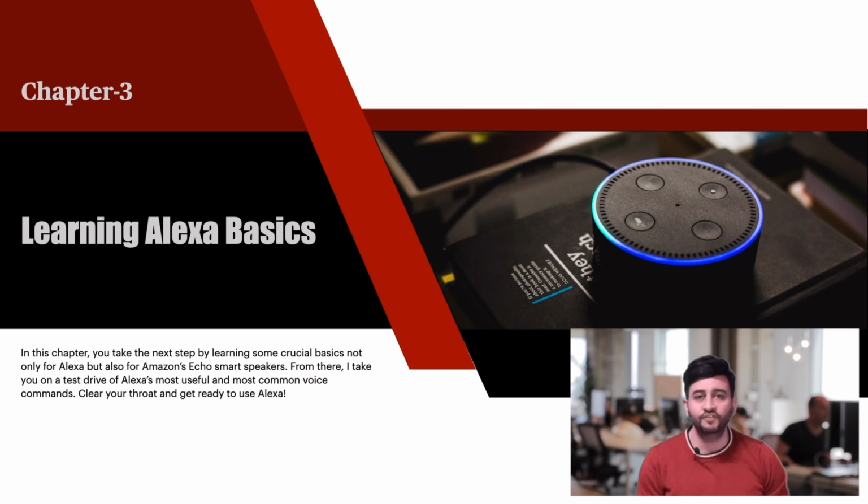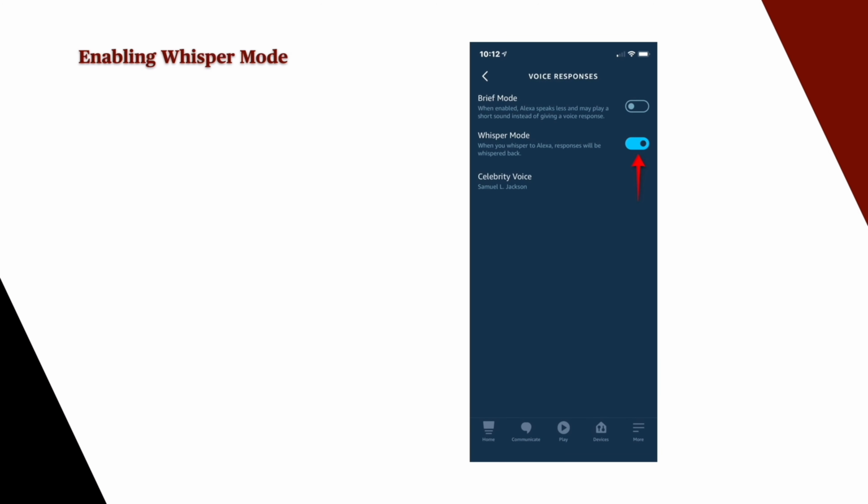One of the funniest features of Alexa is its whisper mode. Whenever you whisper a request, it whispers a response back to you. How to activate it? Follow these steps. The easiest way to enable whisper mode is with a voice request: Alexa, turn on whisper mode. Or in the Alexa app, choose More, then Settings. Tap Voice Responses. Tap the Whisper Mode switch. The app configures Alexa to use whisper mode.